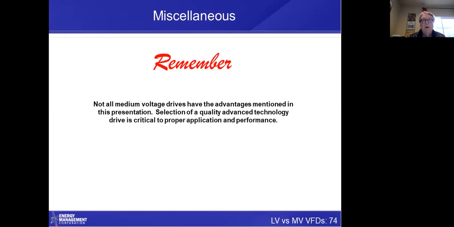So remember, not all medium voltage drives have the advantages mentioned in this previous presentation. Some, especially older designs, are not as good. There are still people coming out with 3-level drives that I wouldn't probably use on 4160 volt. But medium voltage drives can be fantastic. Certainly consider them when you are evaluating your larger drives, or your larger motors and your larger motor applications.